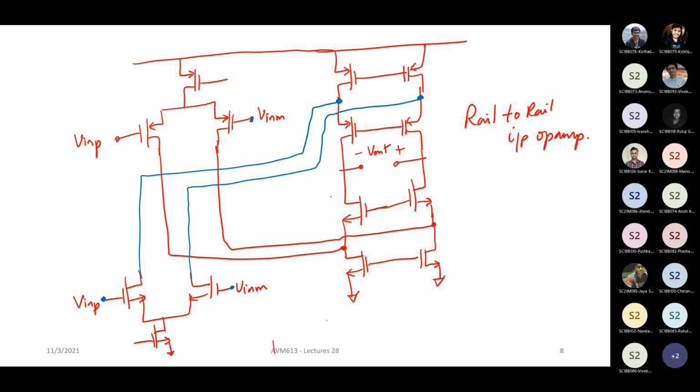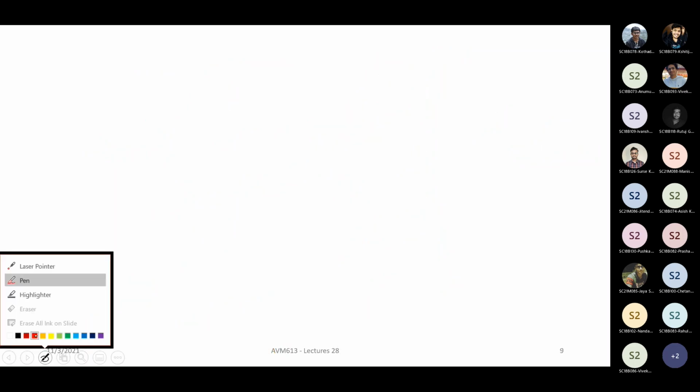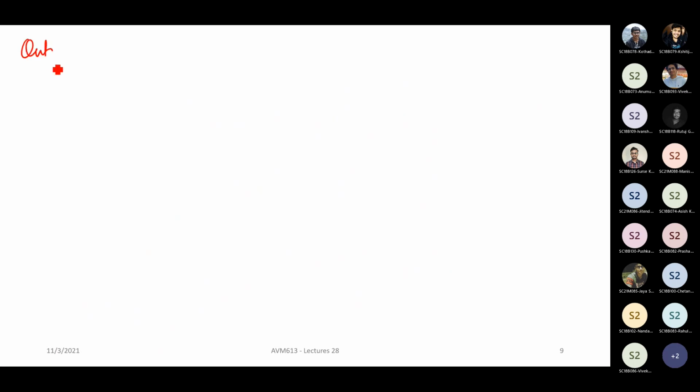This is the kind of architecture which you would see in many op-amps. In fact, I will also try to share a commercial op-amp data sheet, and you can go through it and see how it actually looks. Now let us look at the output signal limits, the output swing limits.